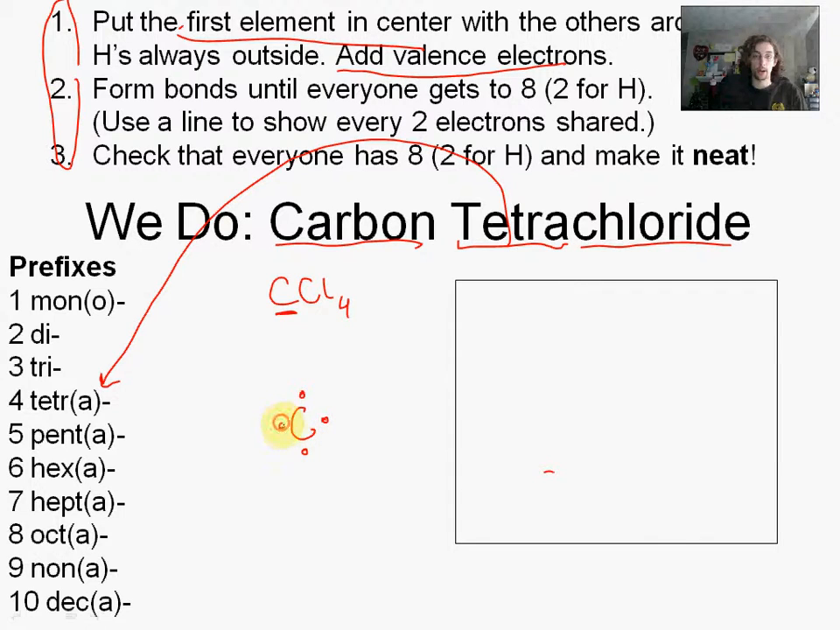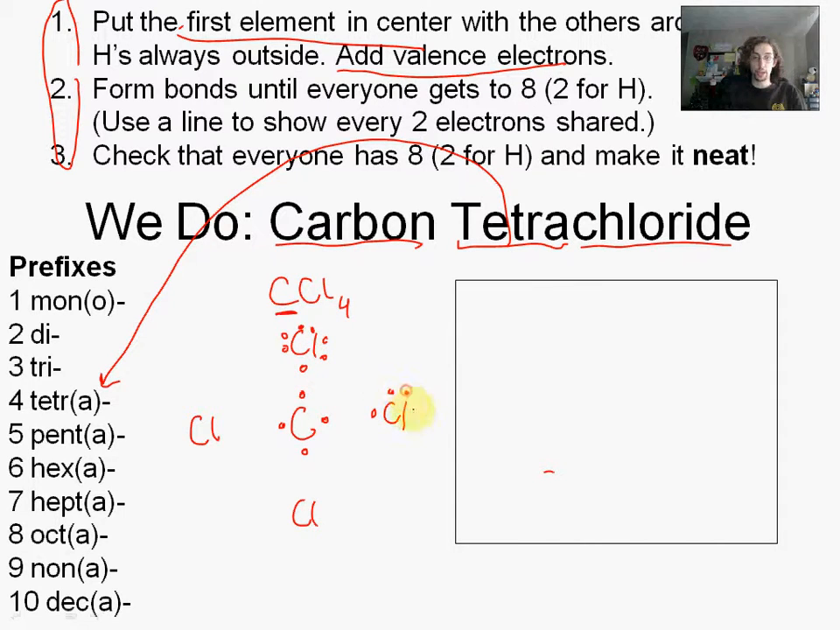You'll remember the number of valence electrons you get from the group number, and you're just taking the last digit. So group 14 has 4 valence electrons. Chlorine is a halogen in group 17, so each of these chlorines is going to have 7 valence electrons. 1, 2, 3, 4, 5, 6, 7.